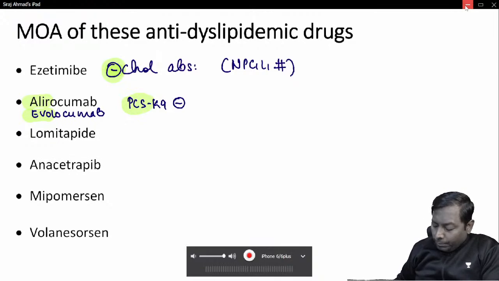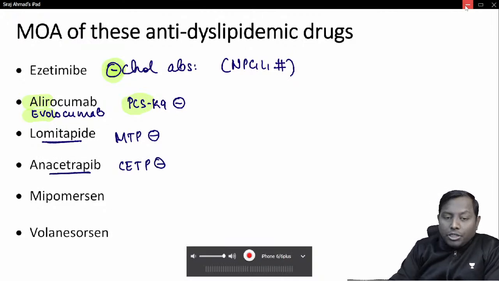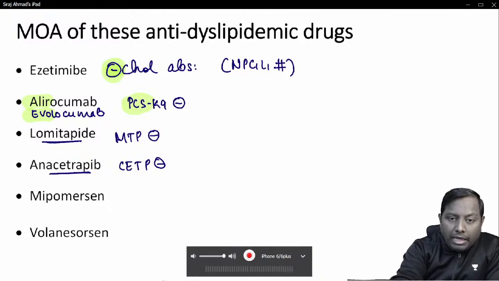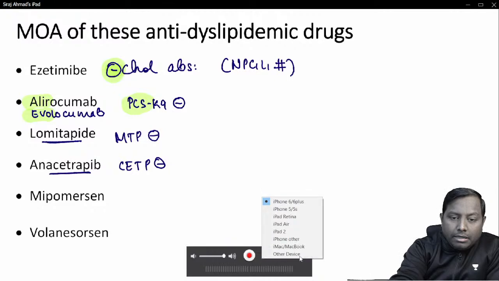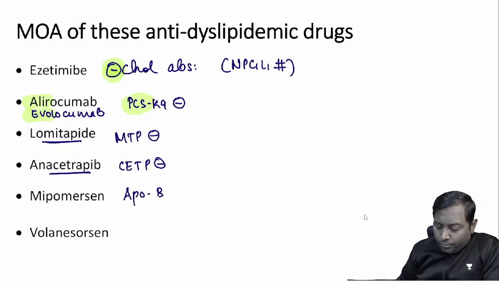Okay. Lomitapide, the name itself is having the answer: microsomal triglyceride transfer protein inhibitor, that is going to be your MTP inhibitor. Anacetrapib has not got FDA approval, they are CETP inhibitors, cholesterol ester transfer protein inhibitors. Remember it as: EPO is MIPO. Mipomersen is an ApoB100 synthesis inhibitor.